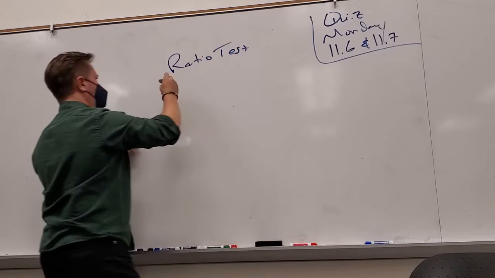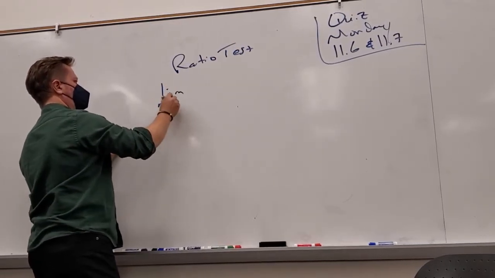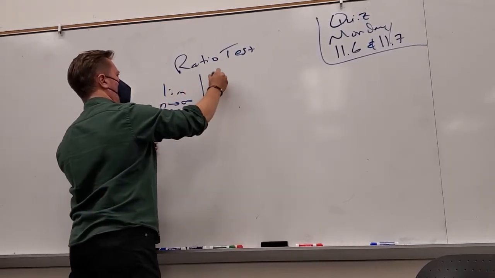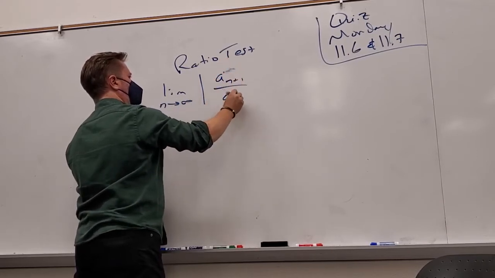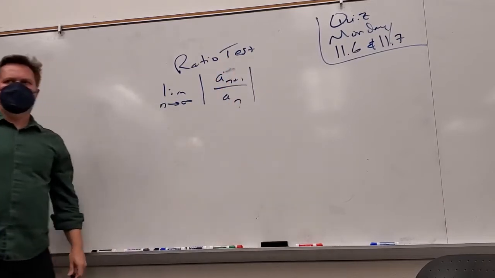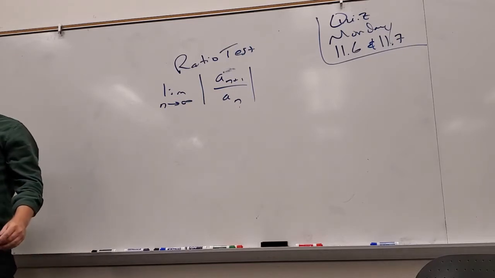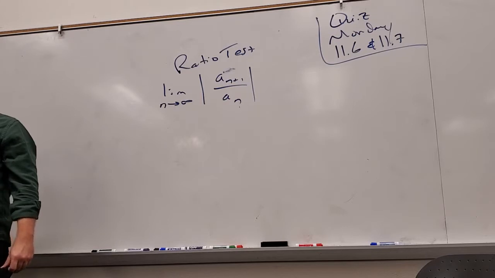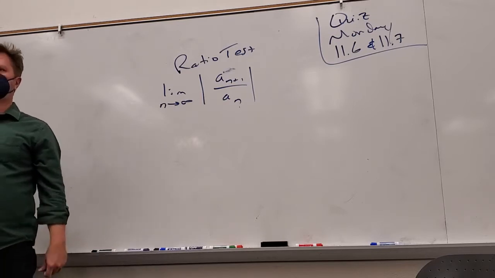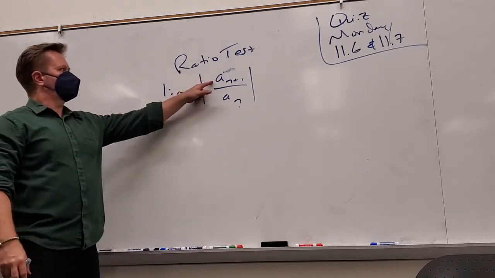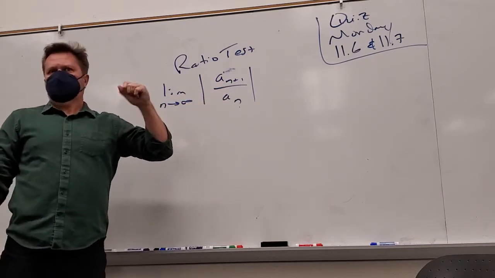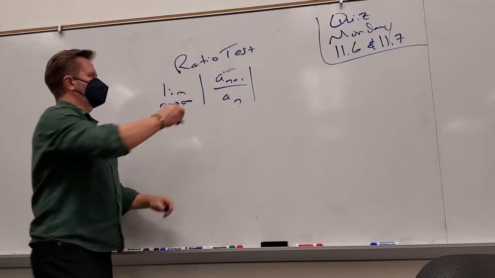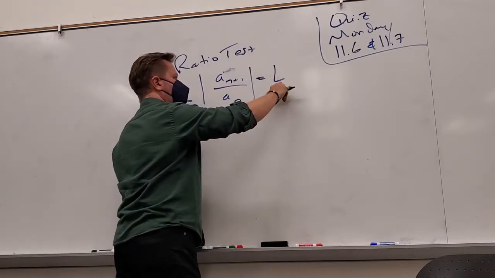How does that work? a sub n plus 1 divided by a sub n. And just to clarify, you could technically do the ratio of a sub n over a sub n minus 1, as long as you have the ratio of one element with the element before. And if this equals some L, when is this going to be convergent?